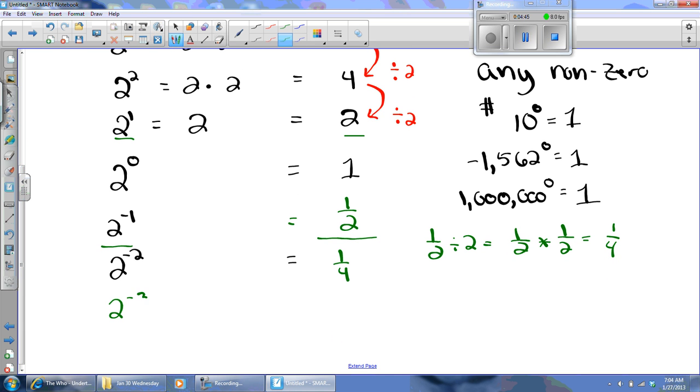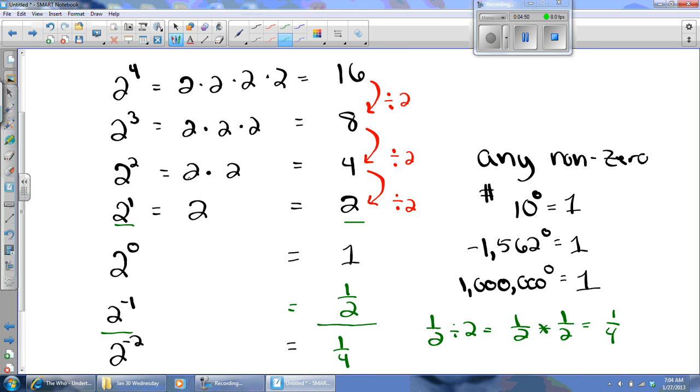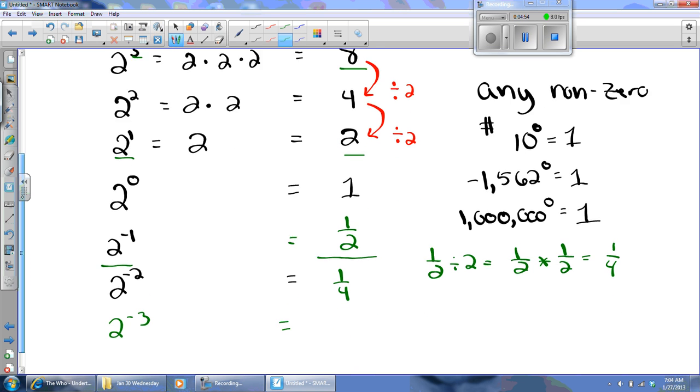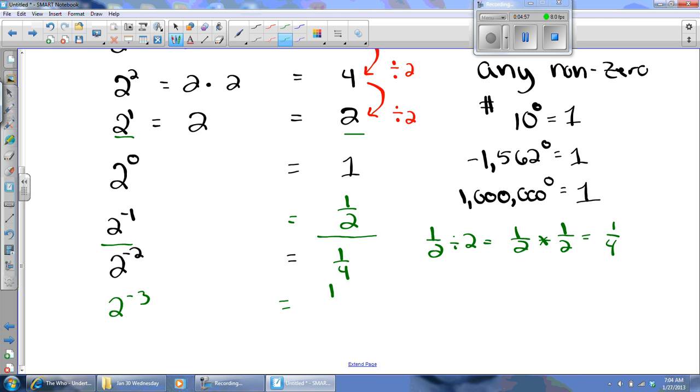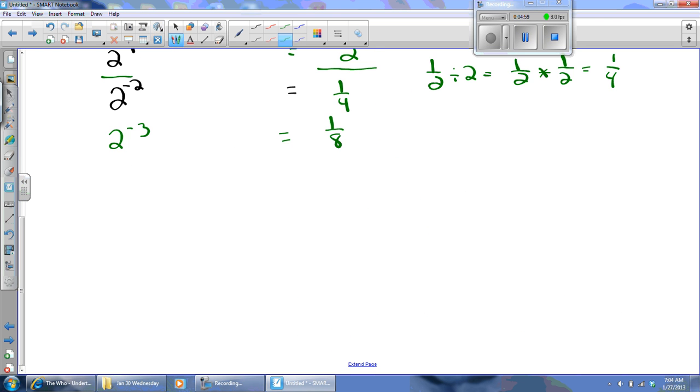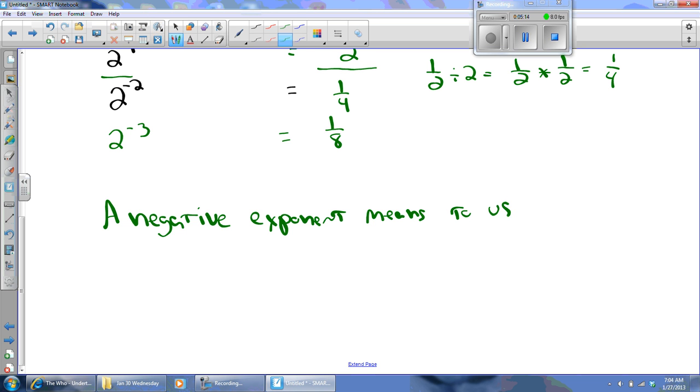Yeah. What do you think 2 to the negative third is going to be? 2 to the negative third should be easy now that you've seen the other ones. Well, let's see. What's 2 to the third? Well, it's 8. 2 to the negative third? 1/8. So a negative exponent means to use the reciprocal.